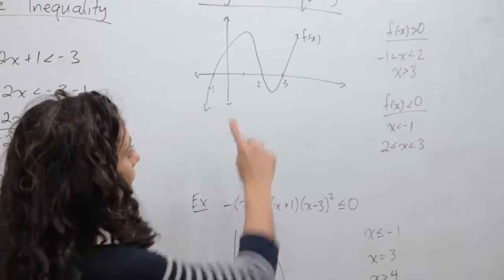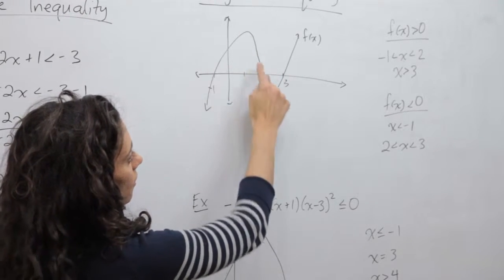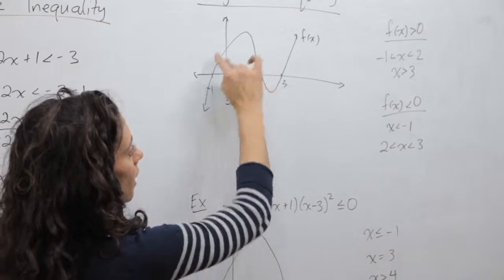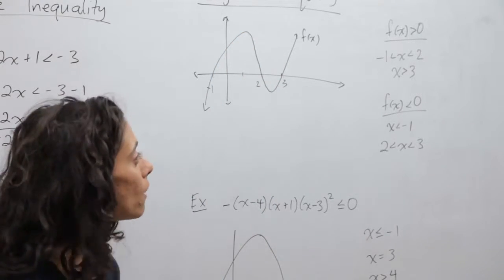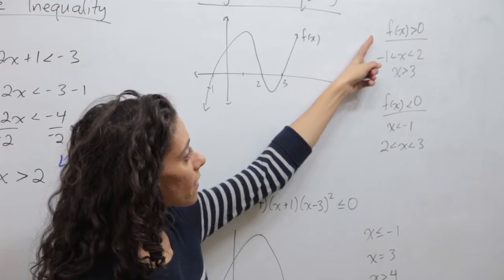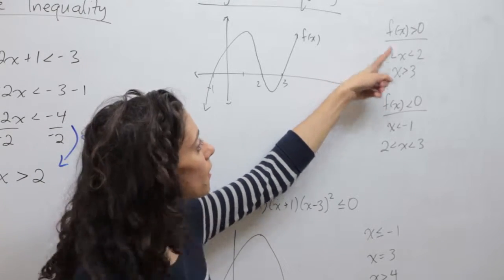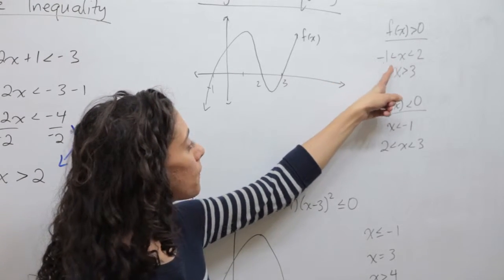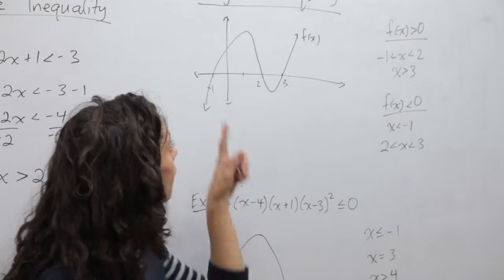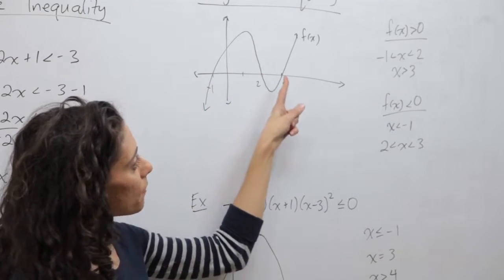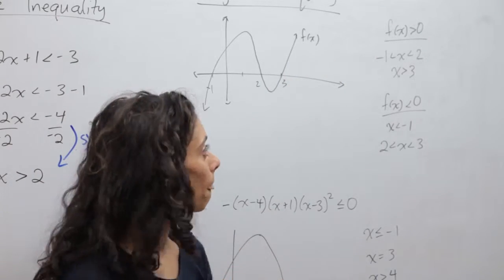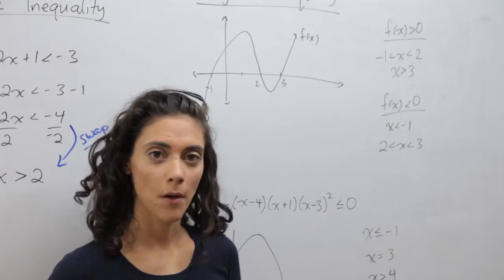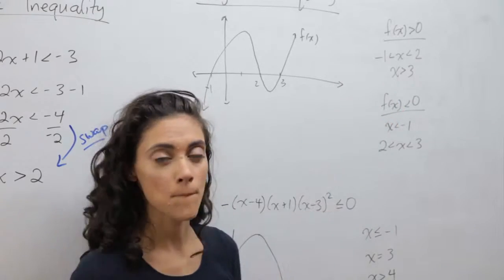So if I look at this graph, in this entire section here, between -1 and 2, my graph is above the x-axis, which means my y-coordinates are positive. So we have one interval. F of x is greater than 0, or is positive, when x is between -1 and 2. Then my graph becomes negative for a bit, but after 3, it'll be positive again, on toward infinity. So we have another interval where f of x is positive when x is greater than 3.